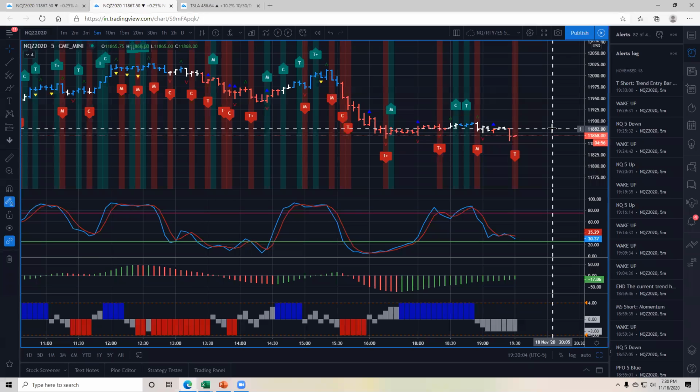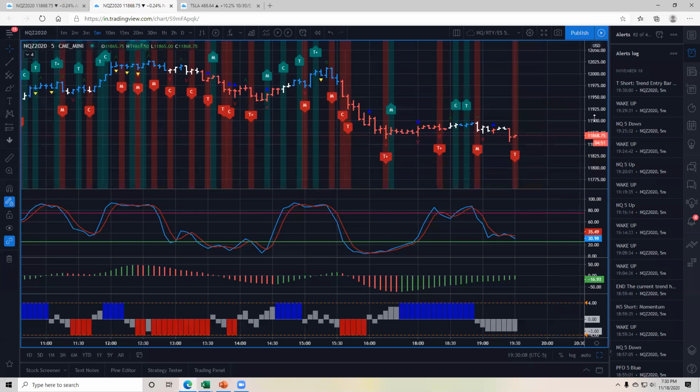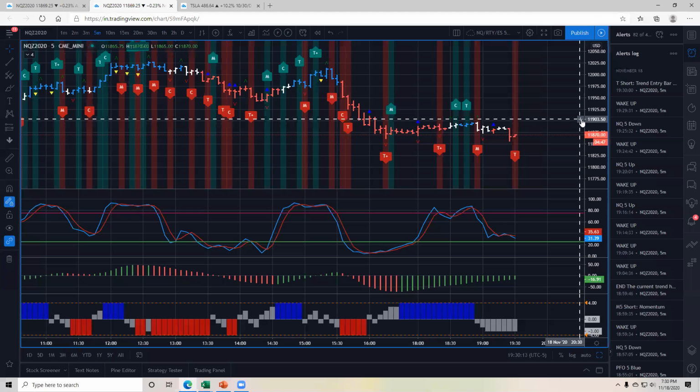Erin, anything else you wanted to add regarding fractals? Just keep in mind that you have to have 3 bars afterwards for it to be official. 2 bars have to close.